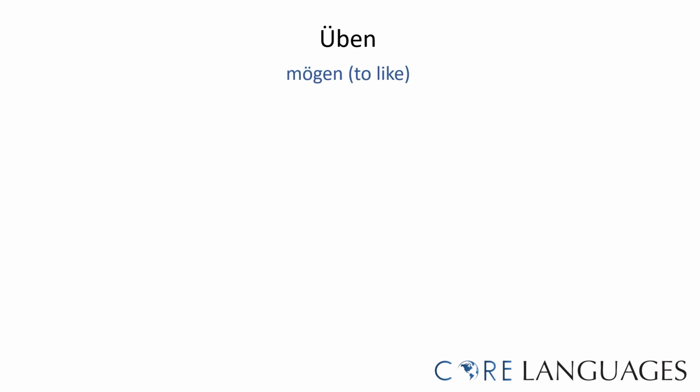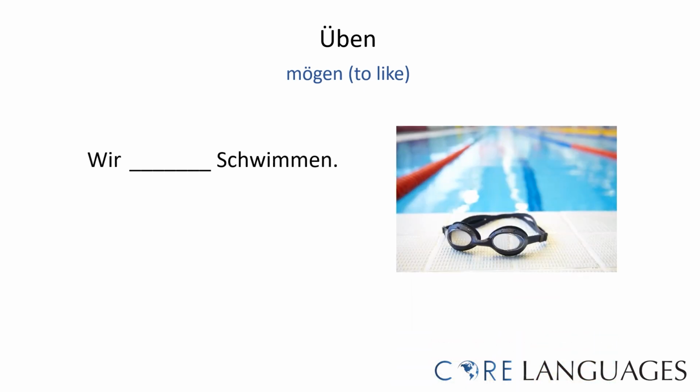And how about this example? Choose the correct conjugation in the simple past for mögen, to like. Wir mochten schwimmen or wir möchten schwimmen. Both are grammatically correct, but I've asked you to use the simple past conjugation. So the correct sentence is, wir mochten schwimmen. We liked swimming.